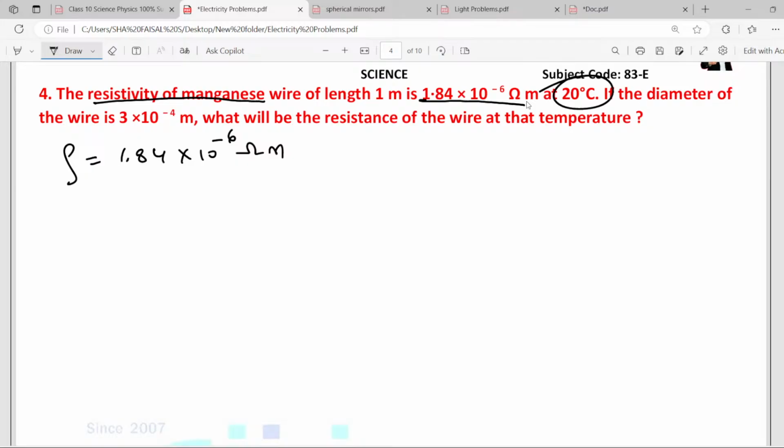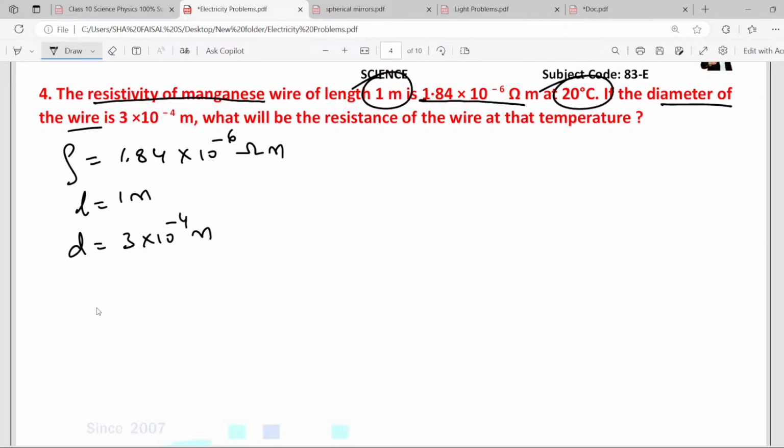Okay. So resistivity they have given, and they have given the length of the wire. So L is 1 meter. And now you can see they have given the diameter of the wire, D. The diameter of the wire is 3 into 10 power minus 4 meter. So that is the diameter of the wire. Followed?